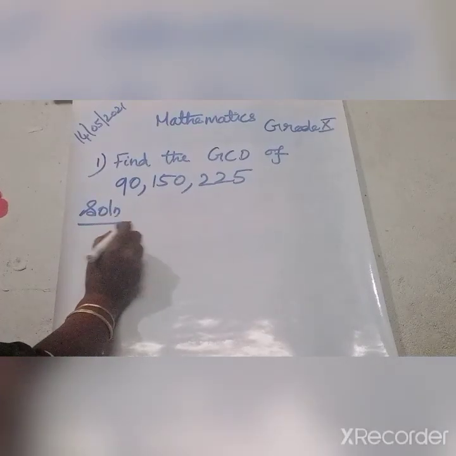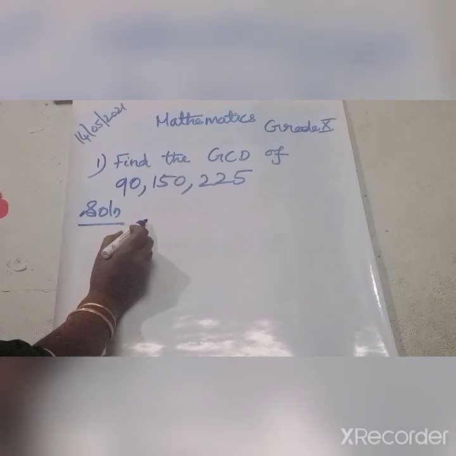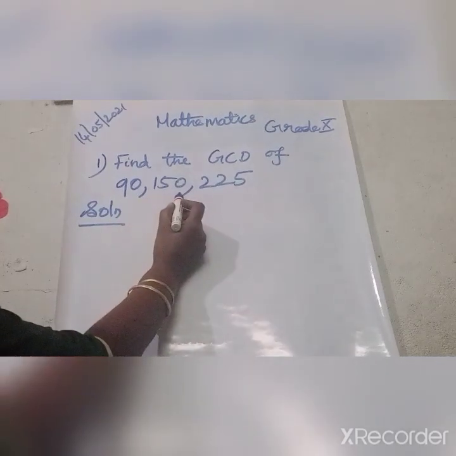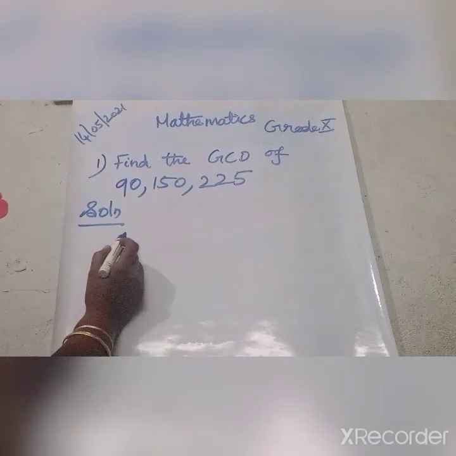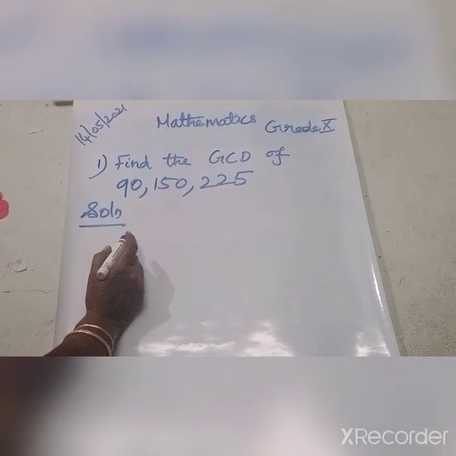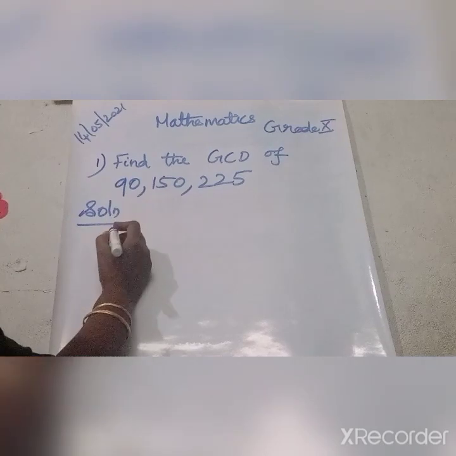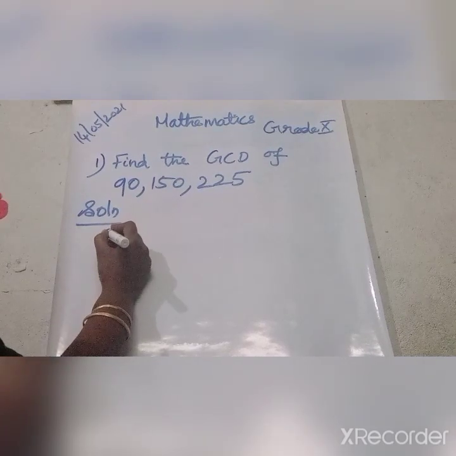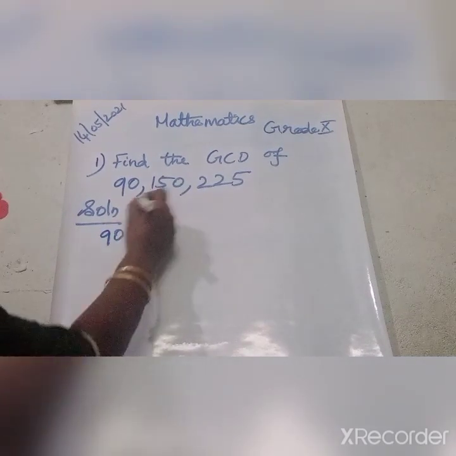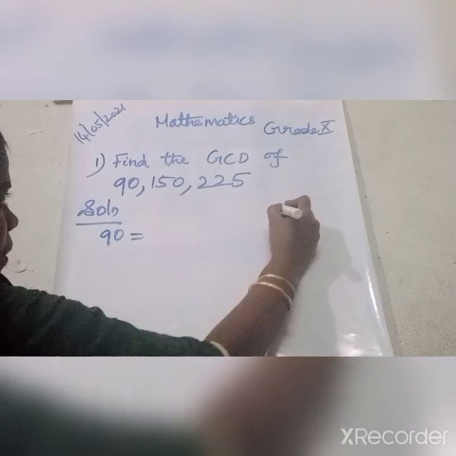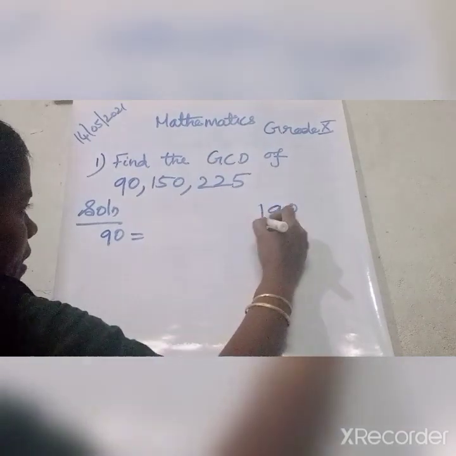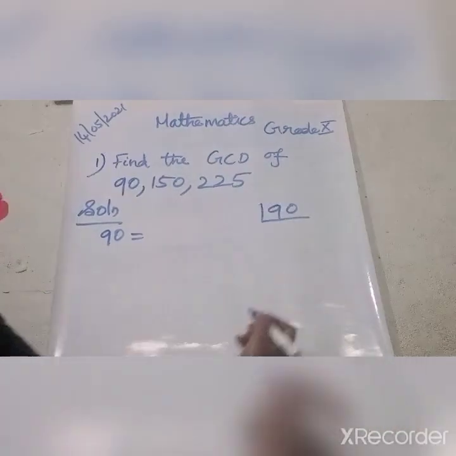Next, write the question. Find the GCD of 90, 150, 225. When three numbers are given, how to find the GCD? Let us do. Three numbers are there. First, 90 is there. Here each number we have to resolve into its factors. So 90, let us factorize. First of all, let us factorize using prime numbers.